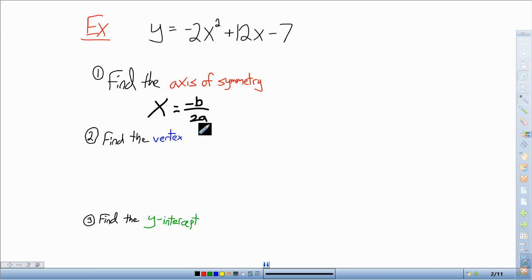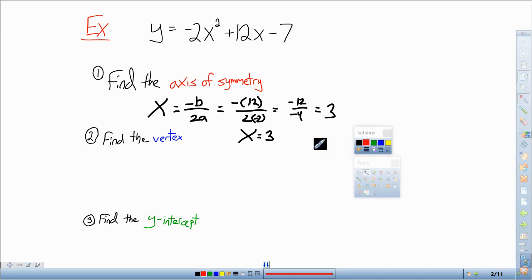From here we can plug in our values. So negative, our b value on this one is 12, all over 2 times our a value, which is negative 2. So it looks like we're getting negative 12 over negative 4, and dividing that, we get a nice clean positive 3. Usually this is how I do the work here, and maybe I'll go one more step below it and say that means x equals positive 3. Sometimes I like to underline it. There's my axis of symmetry.